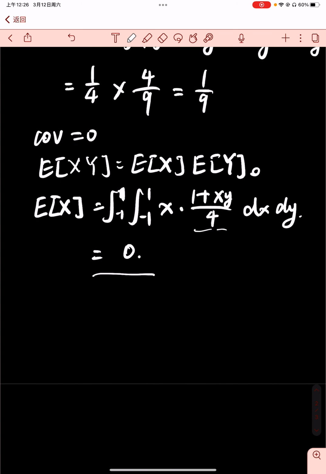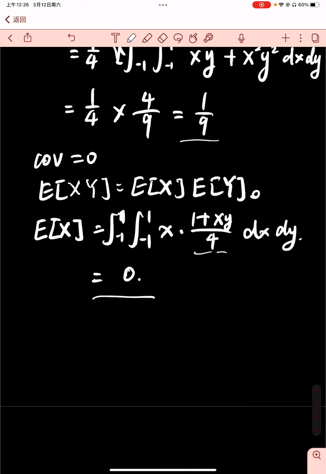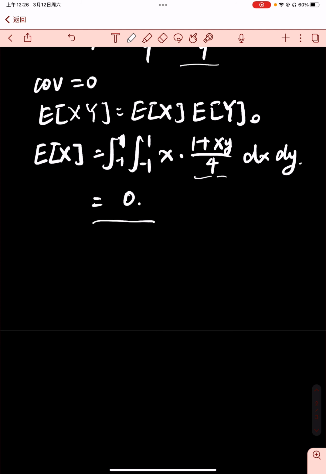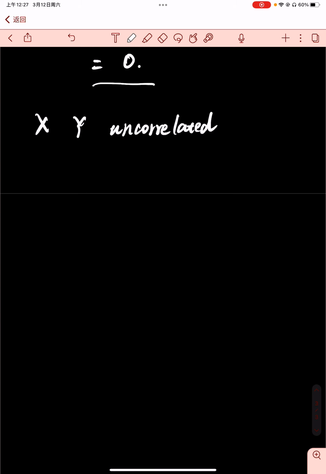Since the expected value of x is 0, and the expected value of xy is 1 over 9, the product of expectations is 0, which cannot equal 1 over 9. So the equation does not hold, and x and y are not uncorrelated. That also means they are correlated, so x and y must be dependent.